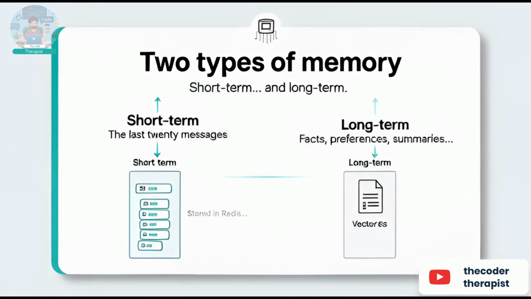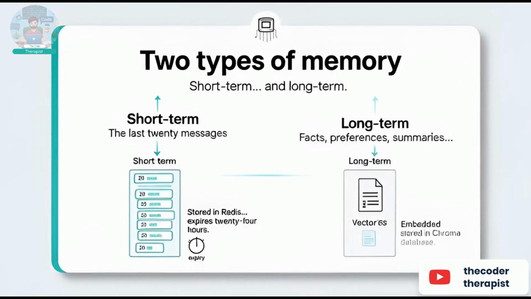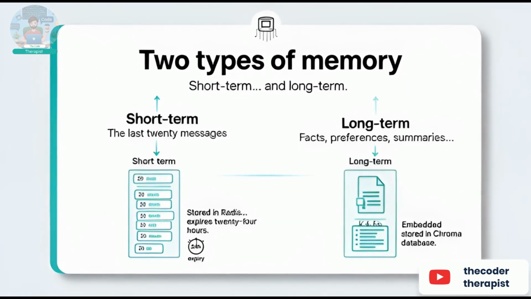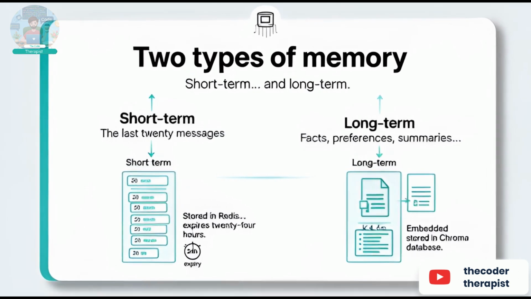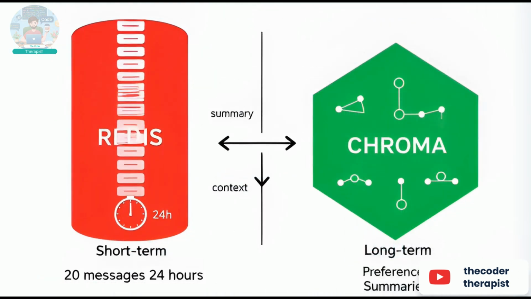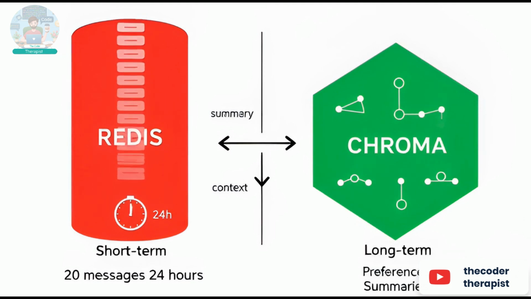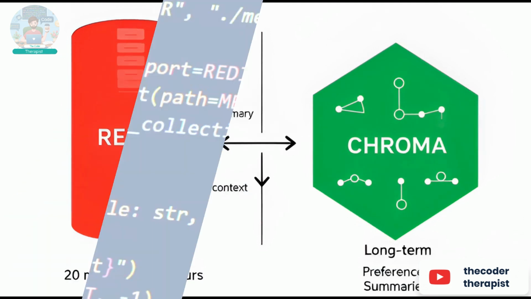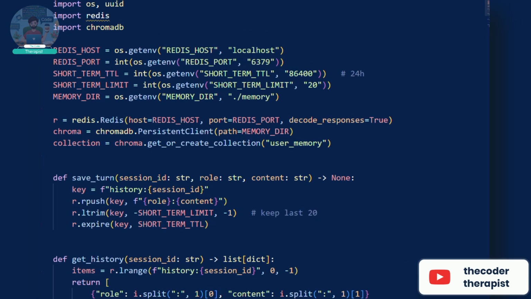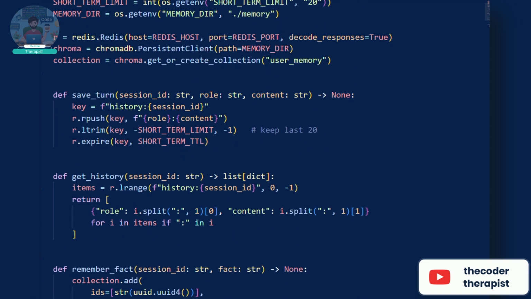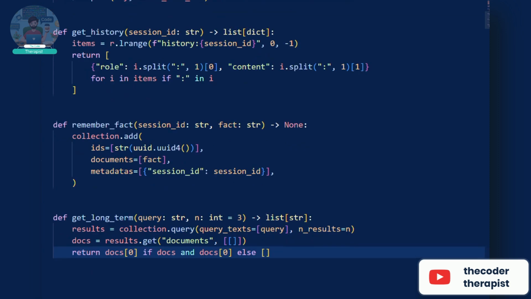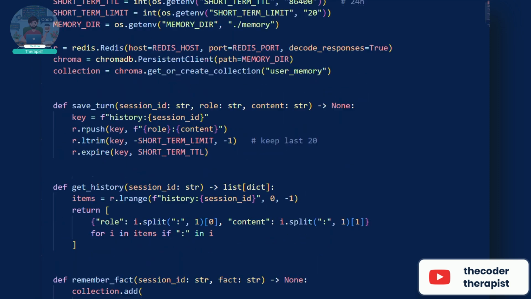2 types of memory, short-term and long-term. Short-term, the last 20 messages. Stored in Redis, expires in 24 hours. Long-term, facts, preferences, summaries, embedded and stored in ChromaDB. Before every request, retrieve the 3 most relevant long-term memories and inject them. This is what makes your local AI feel like it actually knows the user.